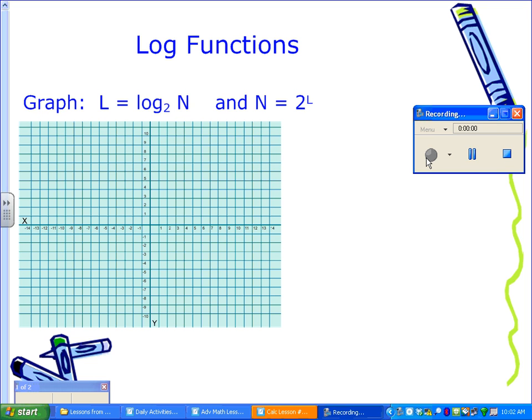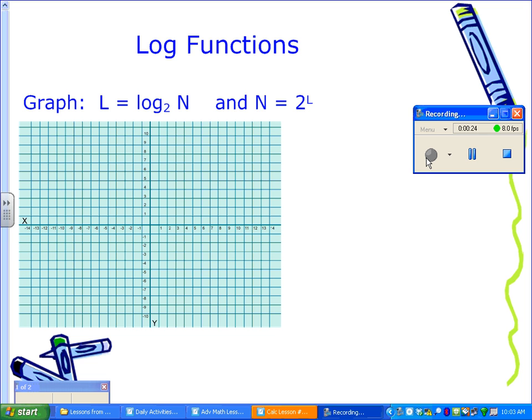Looking at lesson 49. L equals log base 2 of n, and n equals 2 to the L. Are those basically the same thing? One is in log form, and one is in exponential form. Does that make sense? Okay.